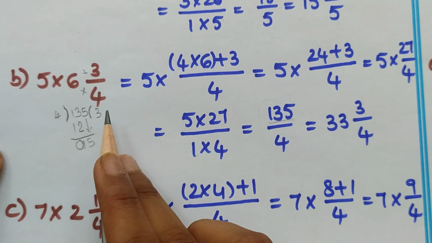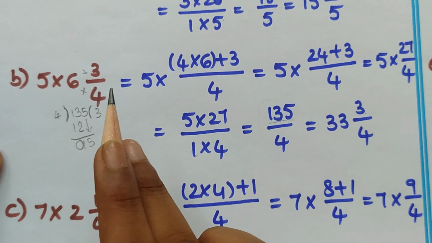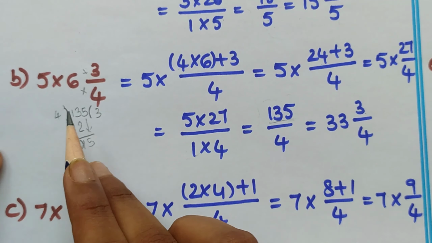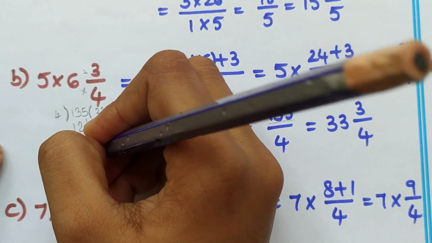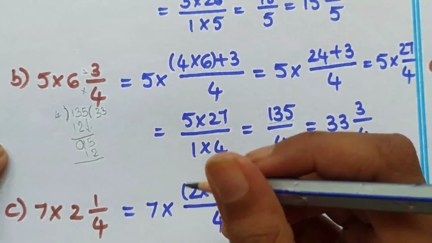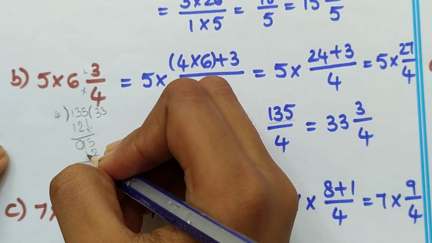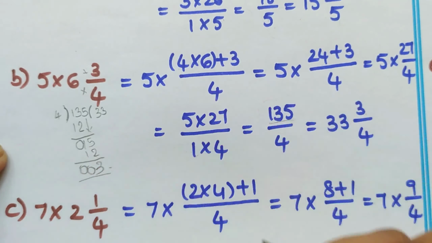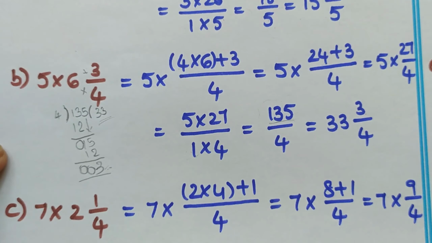Now 4 threes are 12 and 4 fours are 16. 16 is greater than 15. So let us take 4 threes are 12. Now this subtraction, 5 minus 2 is 3, 1 minus 1 is 0 and 0. So the quotient is 33, 3 is the remainder and here 4.